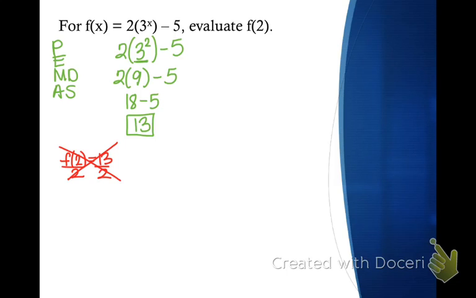The f and the 2 are connected. It's not two separate things. It's one symbol, f of 2. You can't take that 2 off. All right, so that's how we evaluate.